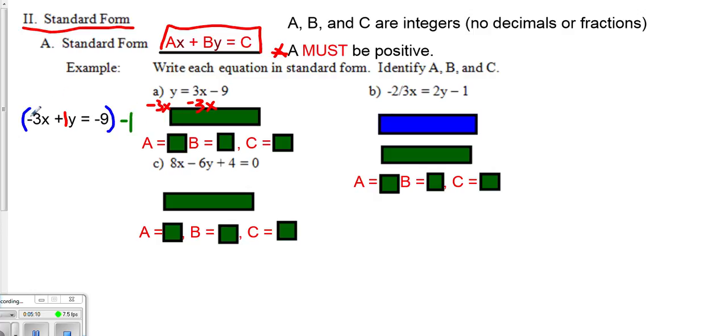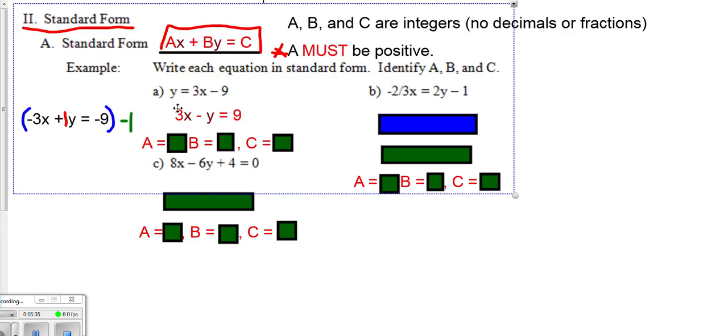So -1 times -3. -1 times +1. -1 times -9. That's going to make it become 3x, +3, -1y, or just -y. I'm going to move these out of here. Don't think we need those anymore. So -y and +9. So -9 times -1 is a +9.